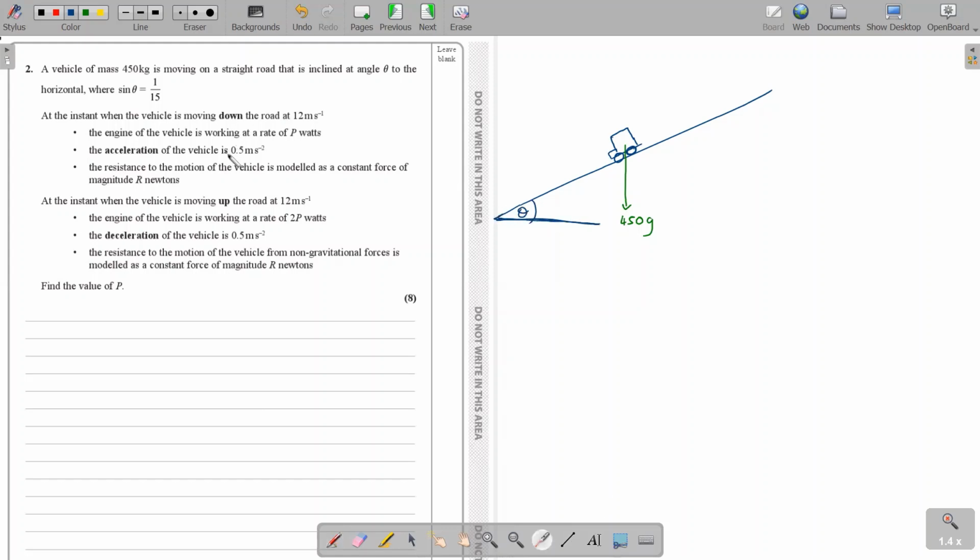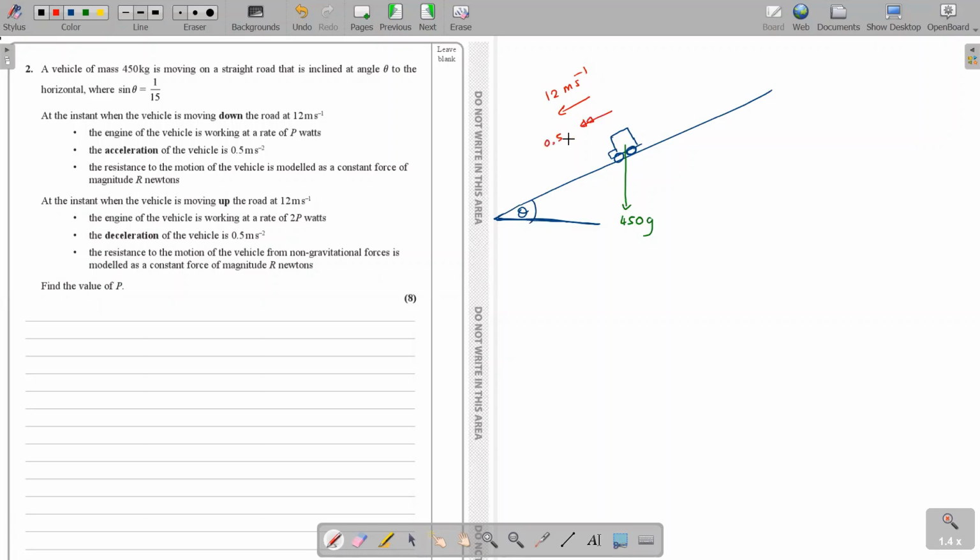Okay, and then they say the sine theta value is given to you. At the instant when the vehicle is moving down the road at 12 meters per second, basically the vehicle is moving down at 12 meters per second. The vehicle is working at a rate of P watts. So if you have watts, you understand that they're talking about power. Okay, so you have a power here. The vehicle is working at a rate of P watts. The acceleration of the vehicle is 0.5. So this is also accelerating.